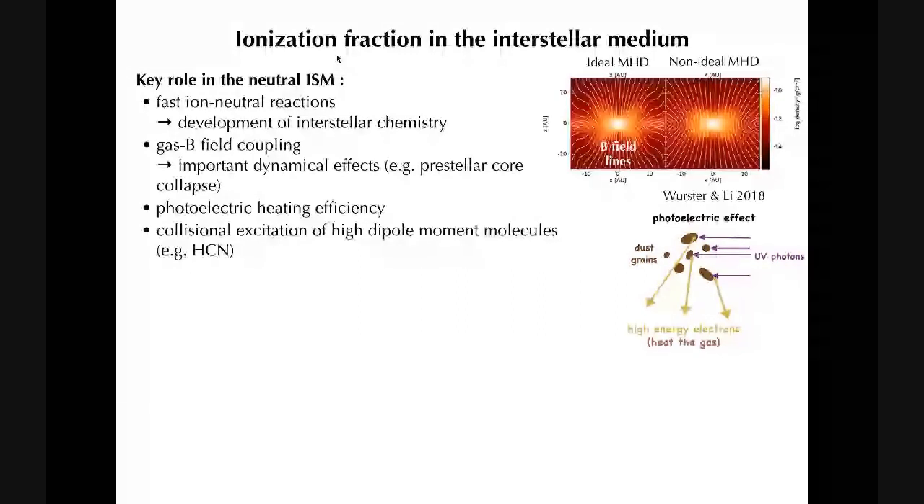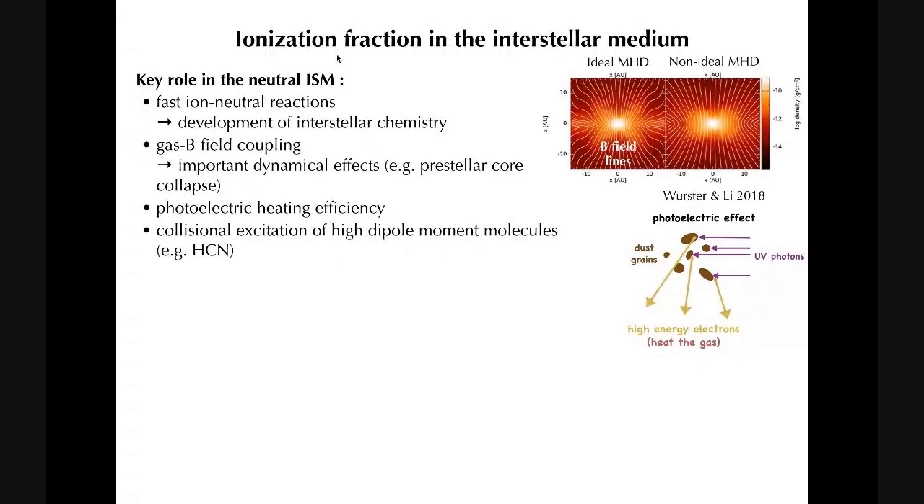So the ionization fraction is a key parameter of the gas in the ISM for several reasons. First, it allows the development of chemical complexity because ion-neutral reactions are usually much faster than neutral-neutral reactions. It also controls the dynamical coupling of the gas to the magnetic field, for instance, during the collapse of prestellar cores. And it also affects our interpretation of key molecular tracers because electrons are very efficient collision partners for high dipole moment molecules such as HCl.